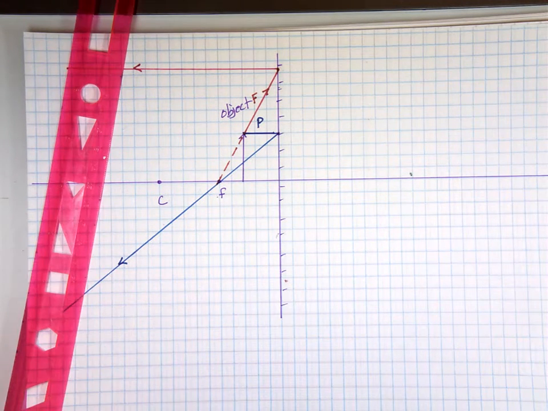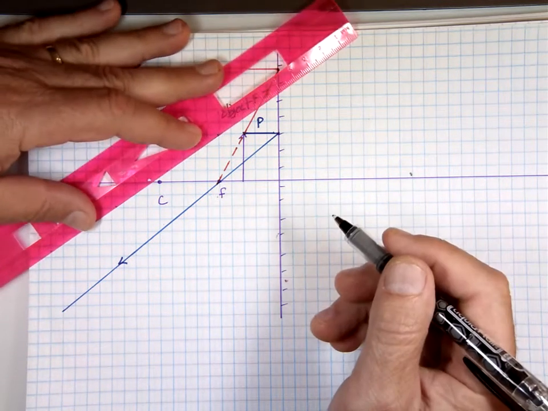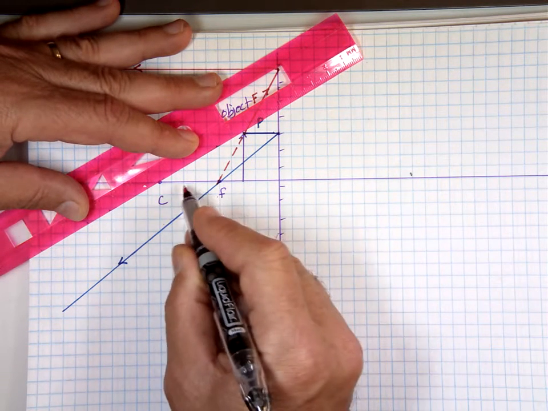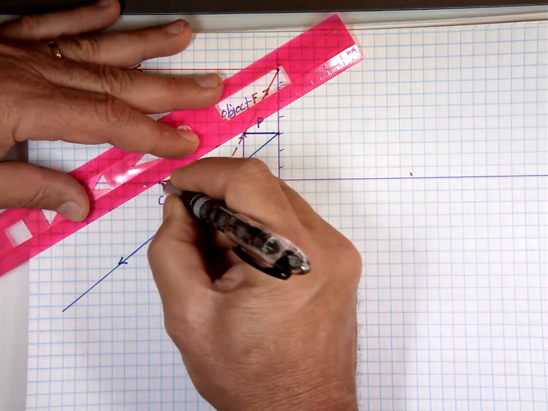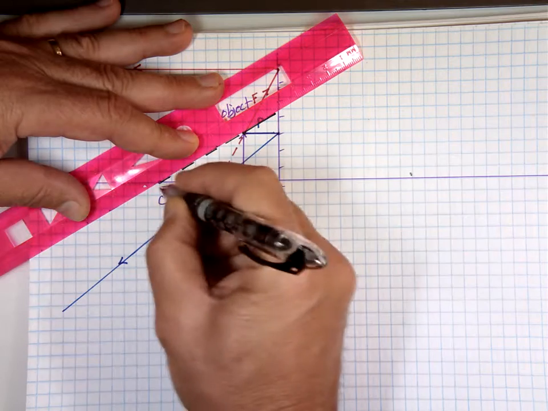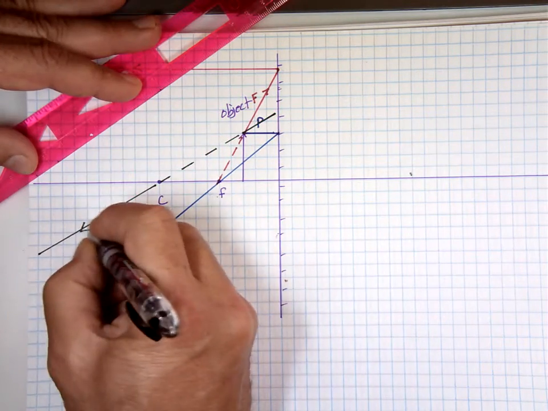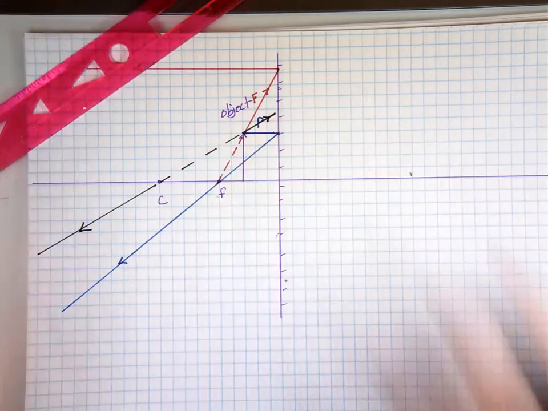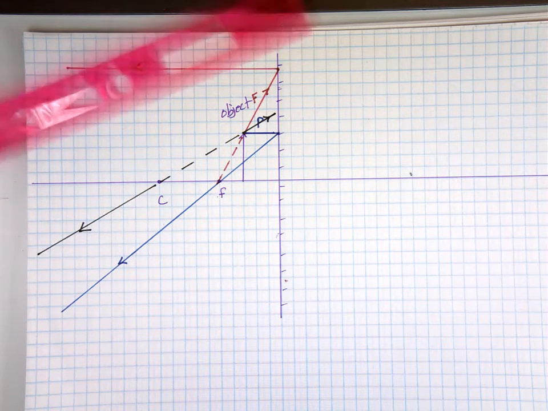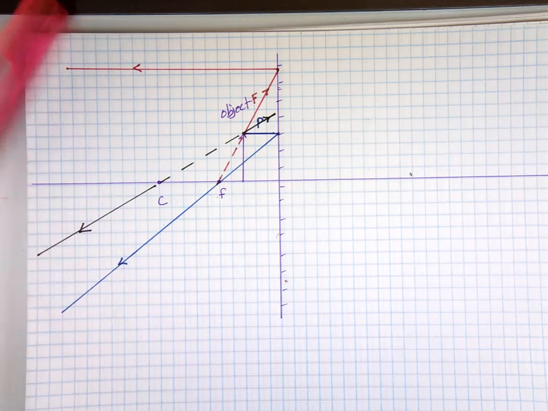And the last one is the C ray, coming from the center to the object, and deflects back through the center. So these are the three rays. And notice there's no way they're going to meet on this side. They're going away from each other. The three lines have to meet where the image is going to be.